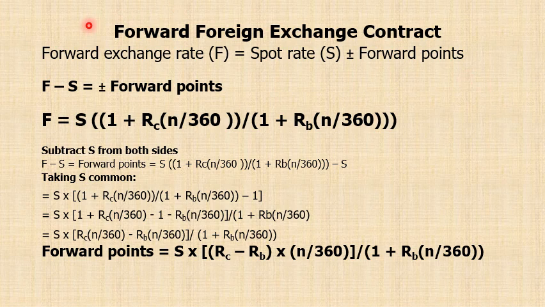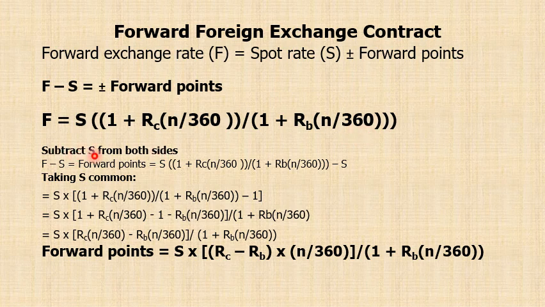Let's now discuss the forward foreign exchange contract in a little more detail. As we know, the forward exchange rate F is equal to the spot rate S plus minus the forward points. Therefore, F minus S is equal to plus or minus the forward points. Now let's rearrange the IRP formula to get the formula for forward points. We know that as per the IRP, the forward exchange rate F is equal to the spot rate S into 1 plus RC into N by 360 divided by 1 plus RB into N by 360.